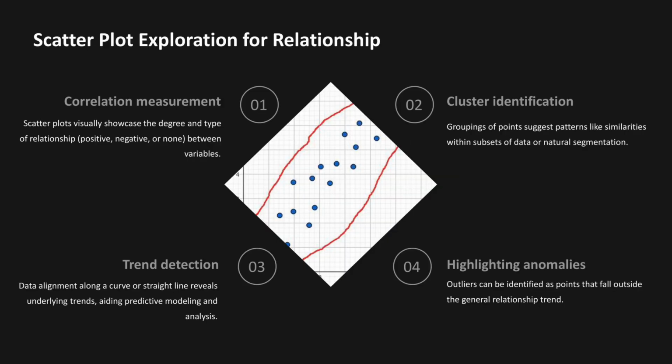Scatter plots are excellent for exploring relationships between two variables. They show correlation, strength, and direction, reveal clusters or natural segments, highlight underlying trends whether linear or curved, and make anomalies obvious as points that fall well outside the general pattern.